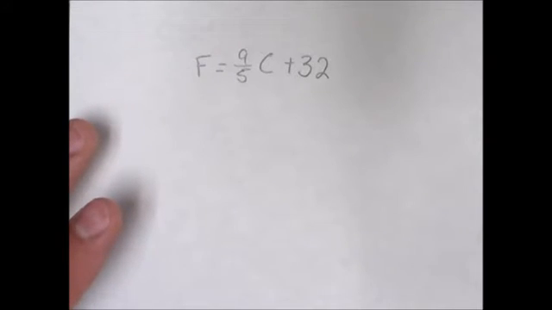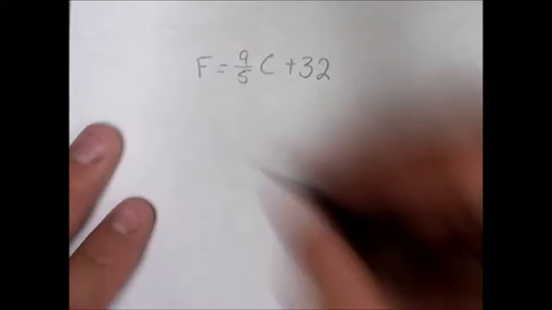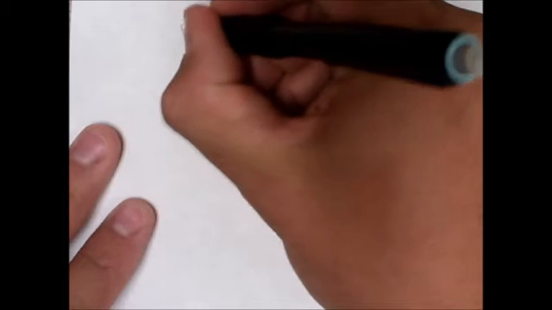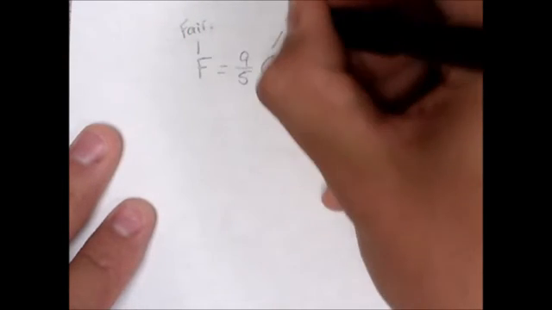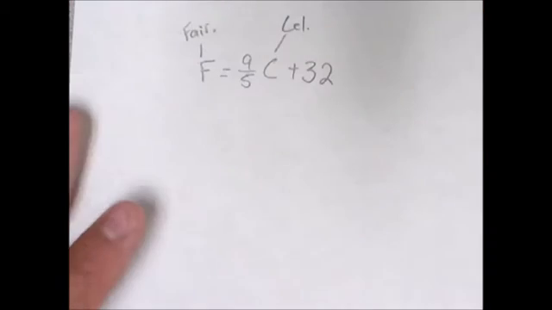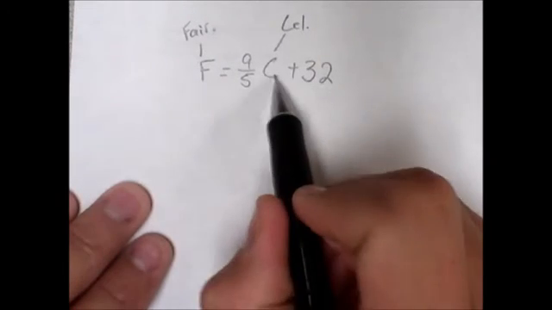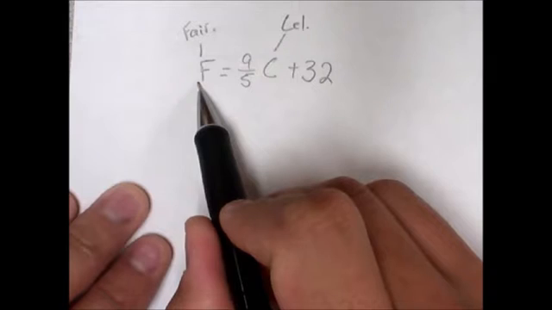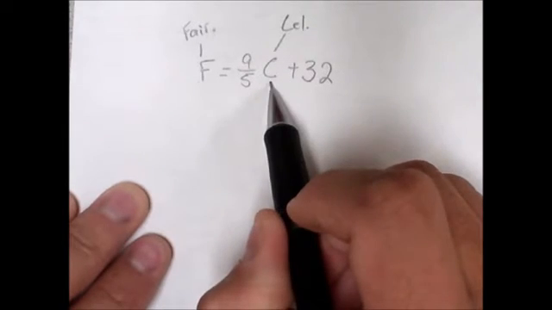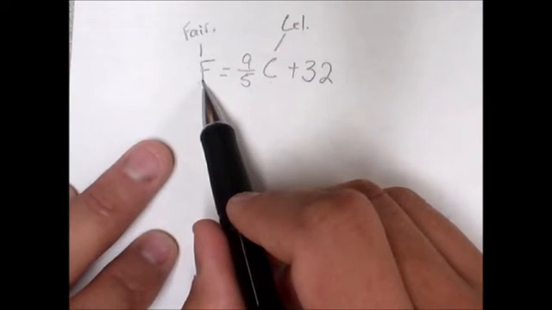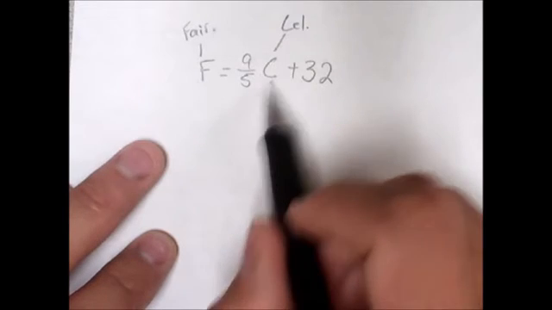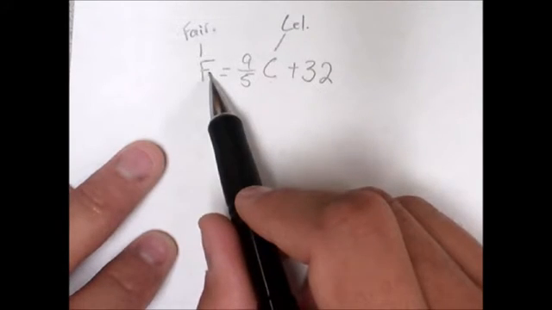Okay? So, this formula, F stands for Fahrenheit, and C stands for Celsius. Okay? So, this formula converts Celsius to Fahrenheit. Okay? Notice that C is the input here, and F is the output. So, C, we put in Celsius, we get Fahrenheit out.